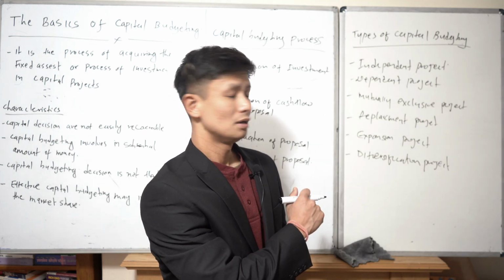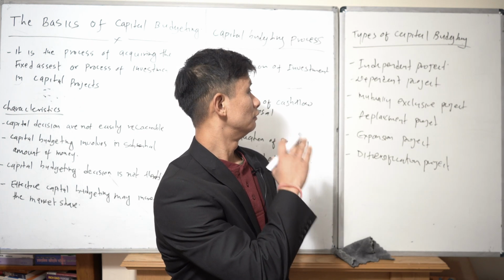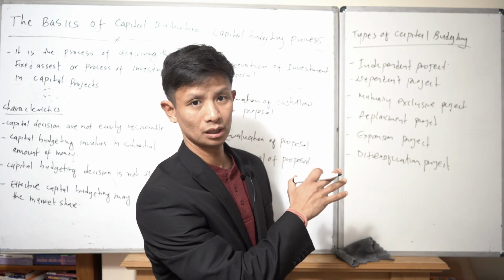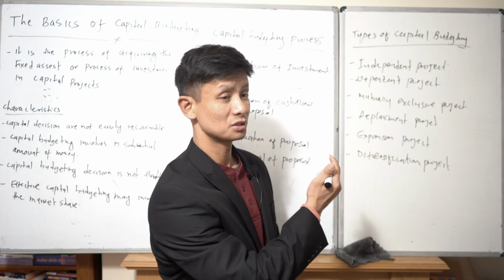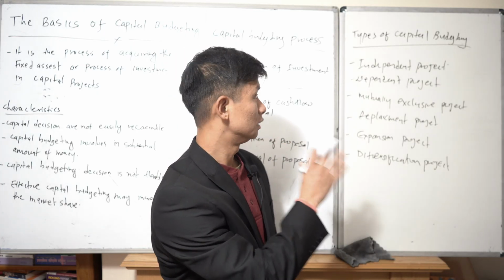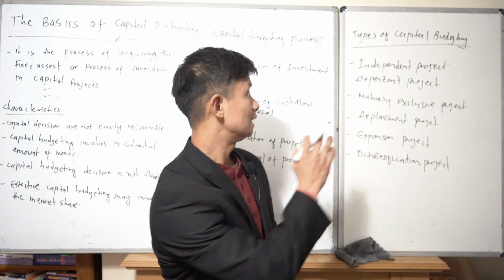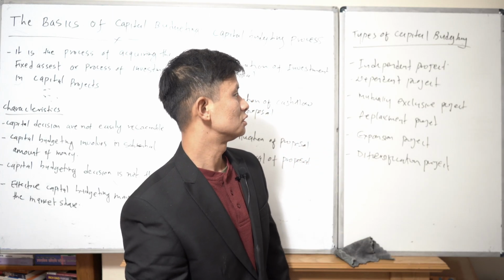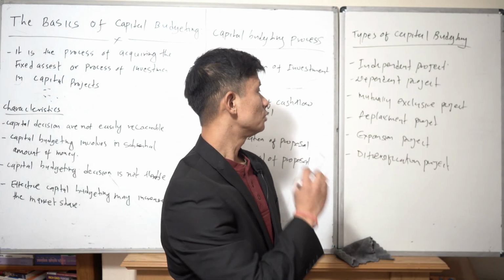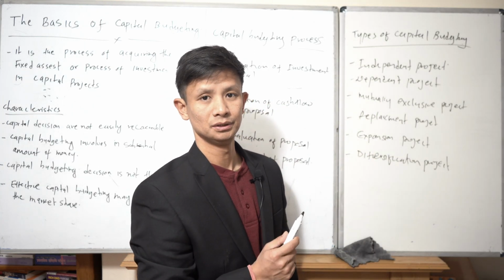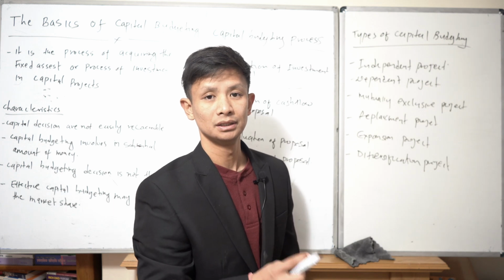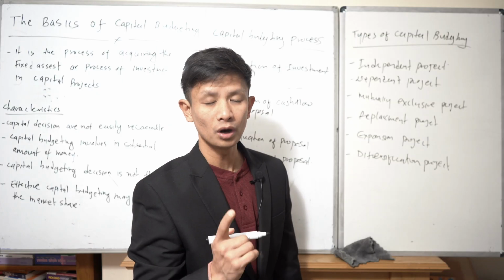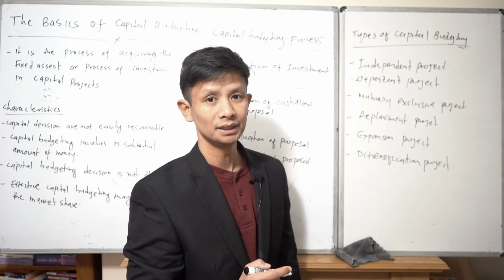The dependent projects. What is a dependent project? For example, one project cannot work independently without the execution of another project. So they are dependent on each other. That is called dependent projects. Thirdly, mutually exclusive projects. With mutually exclusive projects, you have to choose only one project over another. You cannot choose two or three projects together. Only one project is to be chosen.